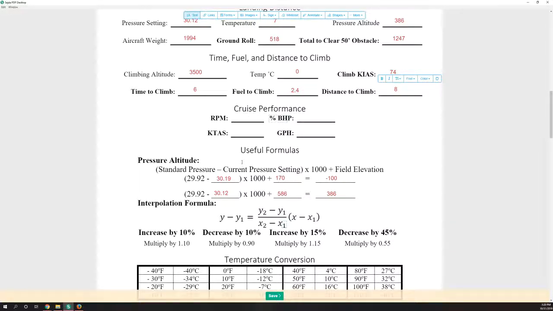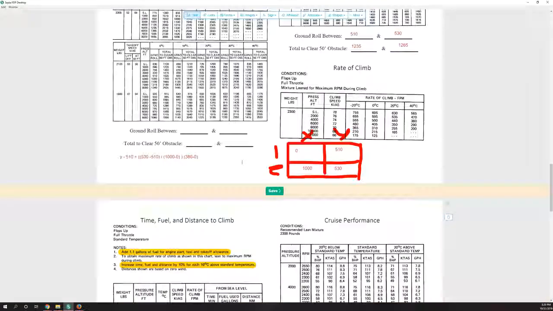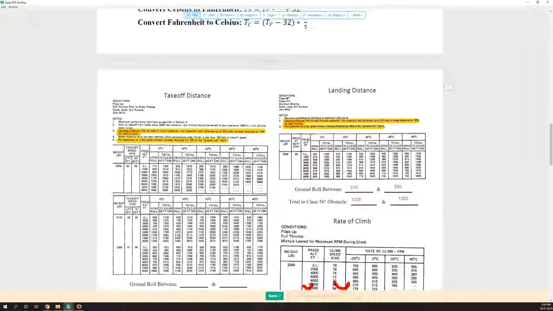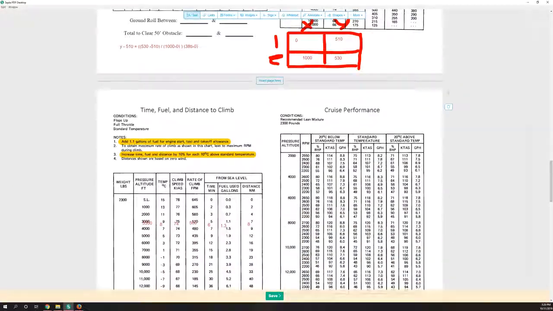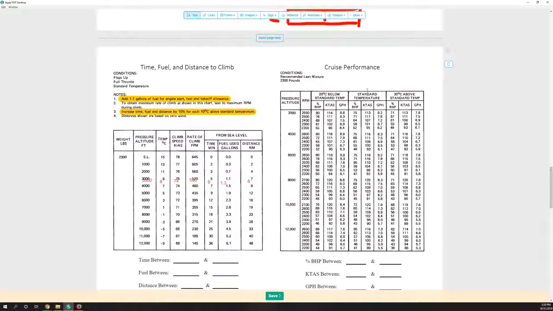Last one we have to calculate is our cruise performance. So for cruise performance, we know that standard temperature is going to be 15 degrees at the surface. But as we climb, the temperature is going to drop. And this chart has our standard temperatures right here. So 8 degrees Celsius would be standard temperature. It is 0, we think, at 3,000 feet. So we're right here between 20 degrees Celsius below and standard temperature.